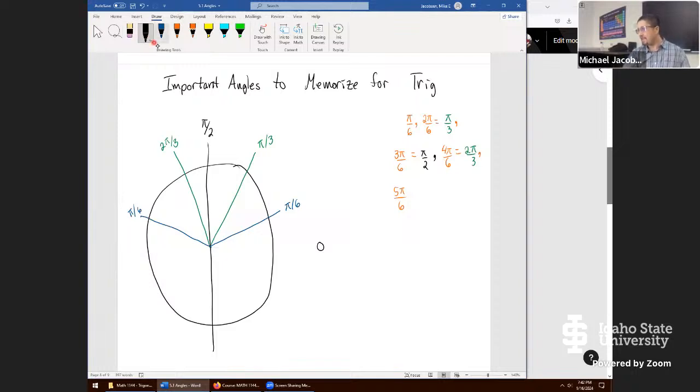And let me see if I can fix this axis real quick. I drew it just a little too long. There we go. So after the 5 pi/6, we get 6 pi/6. And that one will reduce definitely to a pi. We knew where pi was. Pi is the half rotation, 180 degrees, ending right there.